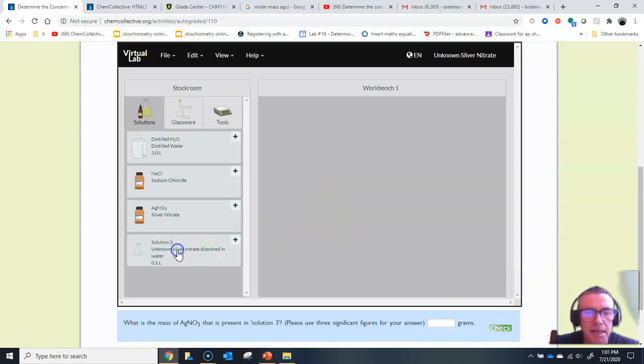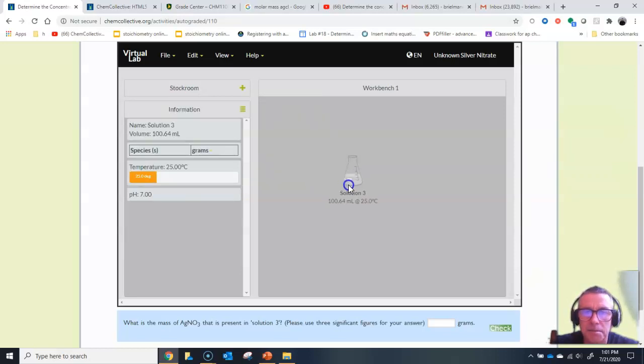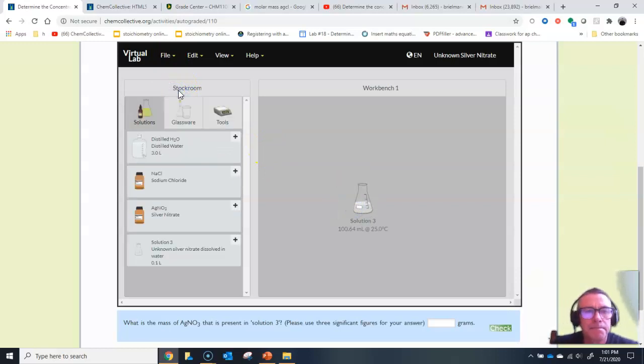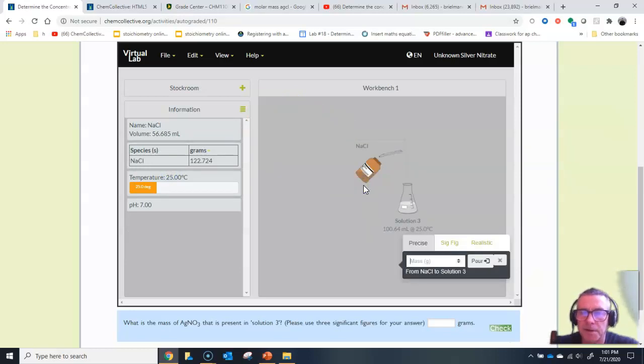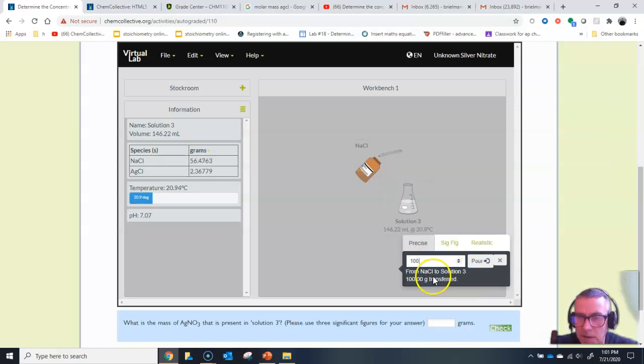We're going to take that unknown silver nitrate solution. We're going to take some sodium chloride, put it on top of it and pour it directly in. Now, in the real world, you'd have to put it onto a balance first, but when you do this, it can tell you how much to put in. And it's okay in this unrealistic world to put an excess in. I'm going to put 100 grams in. Now imagine what would happen, and watch. So it says, okay, 100 grams has been transferred.